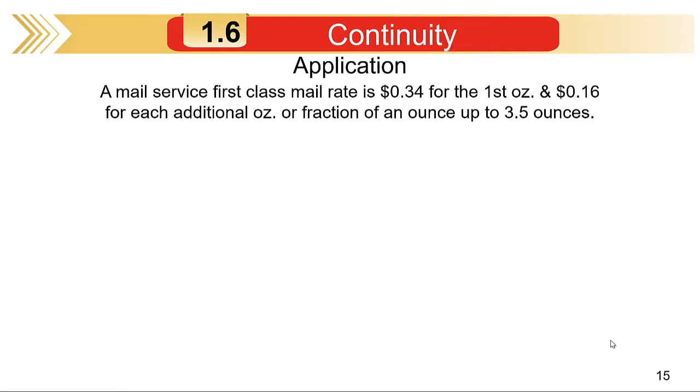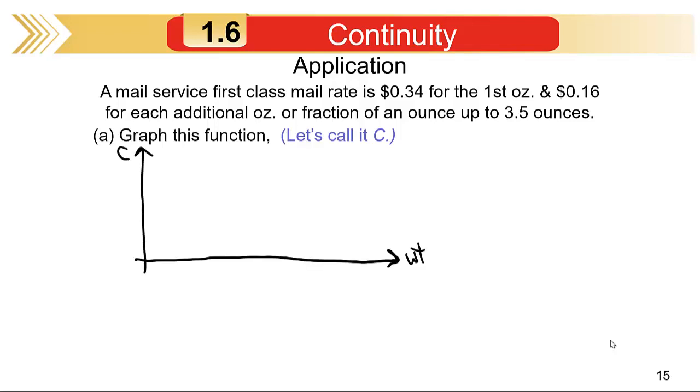A mail service first-class mail rate is 34 cents for the first ounce and 16 cents for each additional ounce or fraction of an ounce, up to 3.5 ounces. First of all, let's graph that function. I'm going to call the function C, I guess, for cost. So I'll create a horizontal axis with the weights, and the vertical axis is going to be the cost of mailing the item.